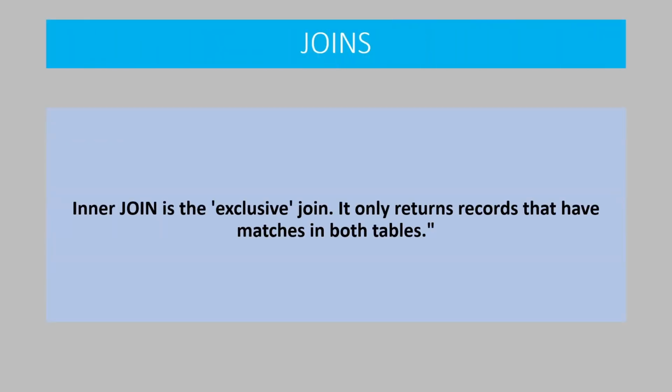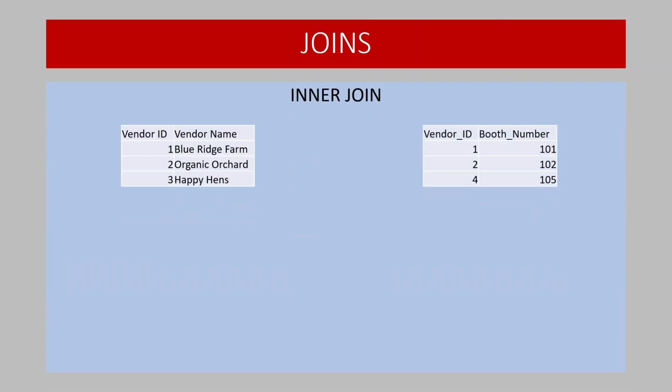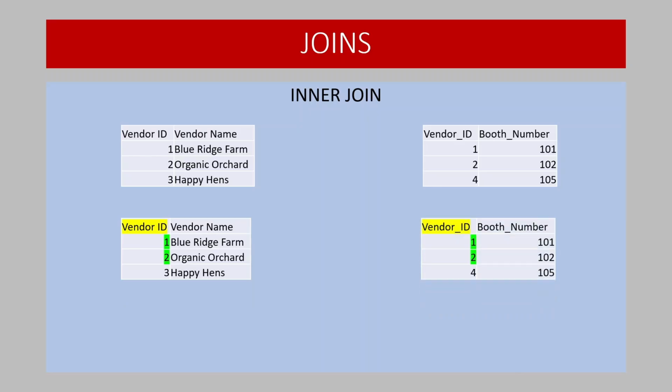Next, when we talk about joins, there are about 3 to 4 types. The most commonly used one is the inner join. The inner join is the exclusive join. It only returns the records that have matches in both tables. Let me explain with an example. Here you have two tables. One table has vendor ID and vendor name, the other table has vendor ID and booth number. When you compare both tables, you see that vendor IDs 1 and 2 are present in both.